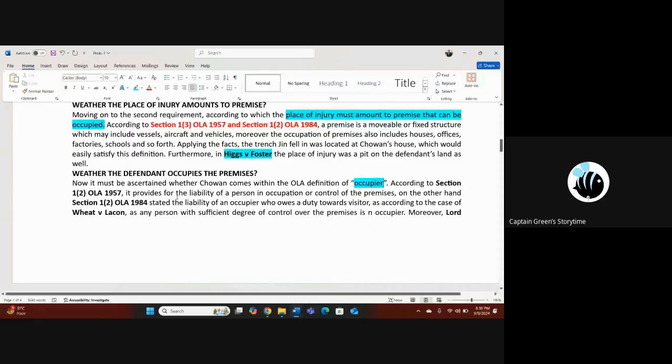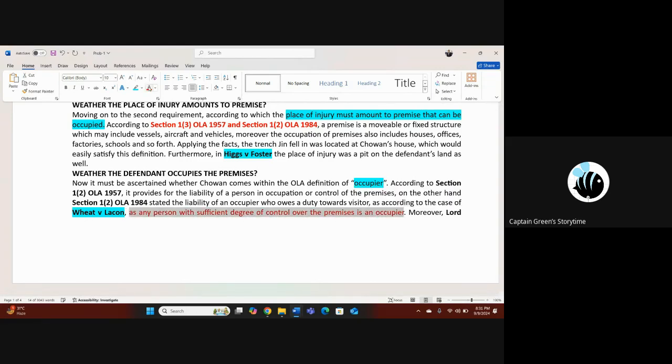is a person in occupation or control of the premises. On the other hand, Section 1, subsection 2 of OLA 1957 states the liability of an occupier who owes duty towards visitors, as according to the case of Wheat v Lacon, an important case, okay? Any person with a sufficient degree of control over the premises is an occupier. Now, this is the ratio of this case, that any person who is having a sufficient degree of control in a house will be an occupier of that place.